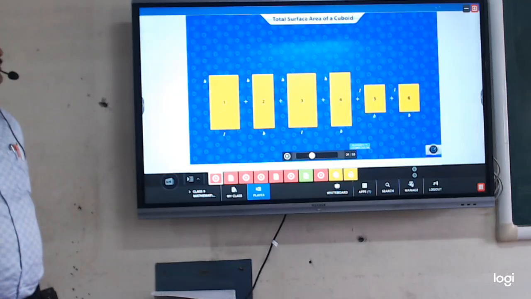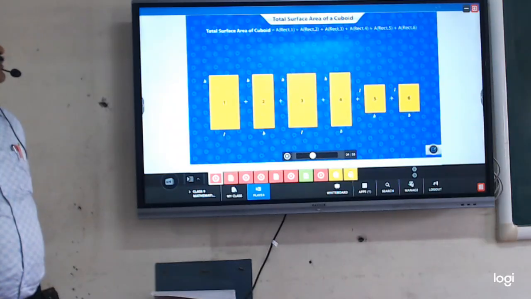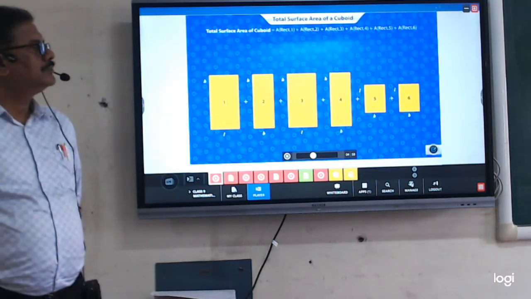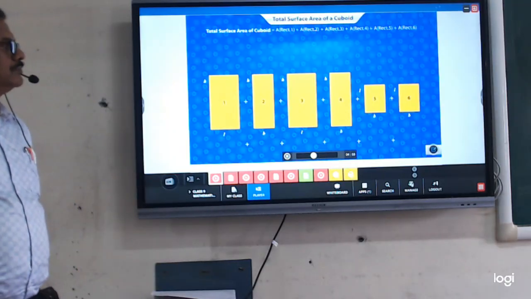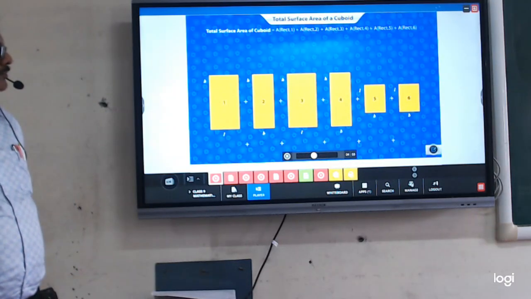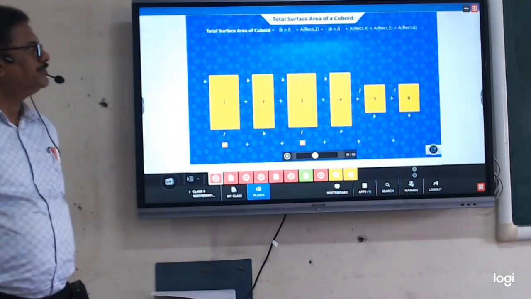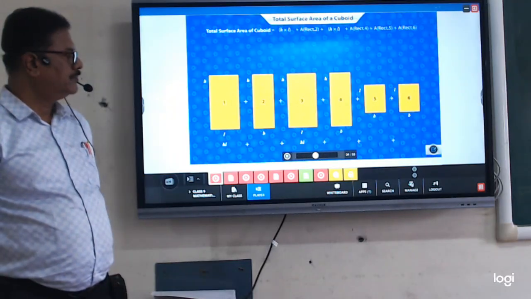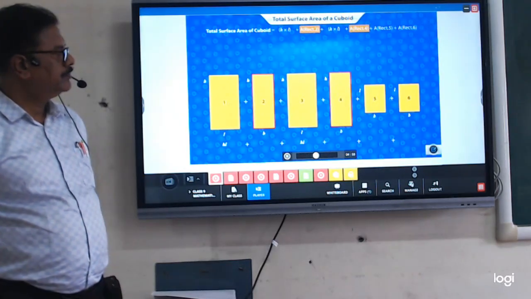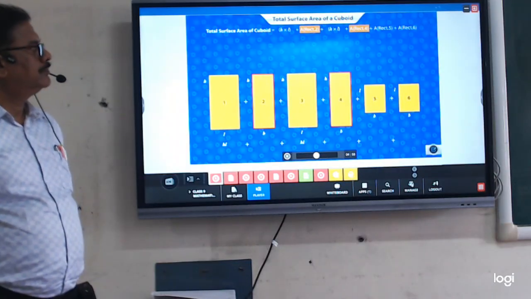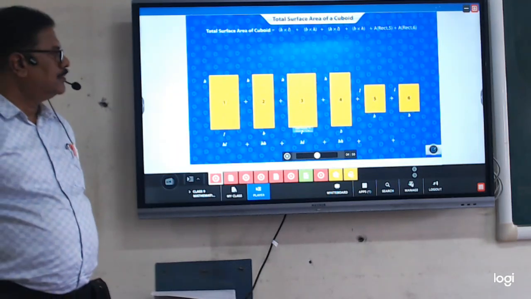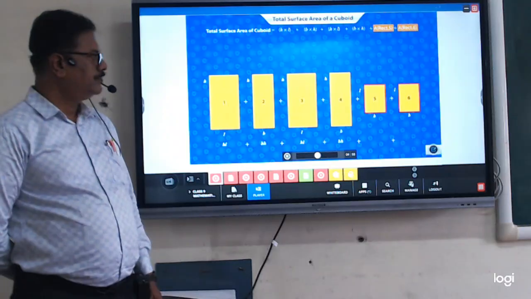So, if you were to find out the total surface area of the cuboid, you will need to add the areas of all the rectangles. Let's now calculate the areas of each of these rectangles. Do you notice that the areas of rectangles 1 and 3 are the same? The area of each of these rectangles is h into L. Similarly, the areas of rectangles 2 and 4 are the same. The area of each of these rectangles is b into h. The areas of rectangles 5 and 6 are also the same.